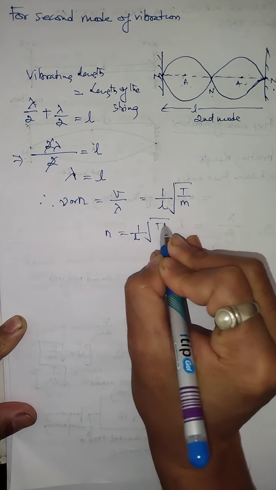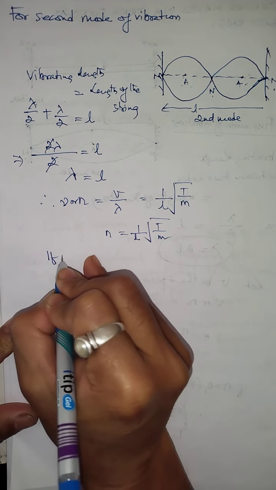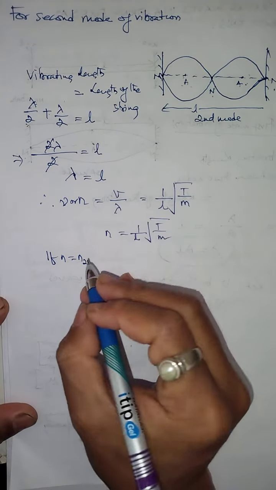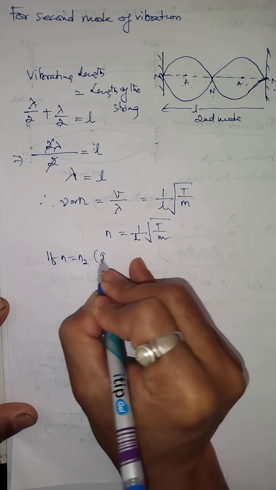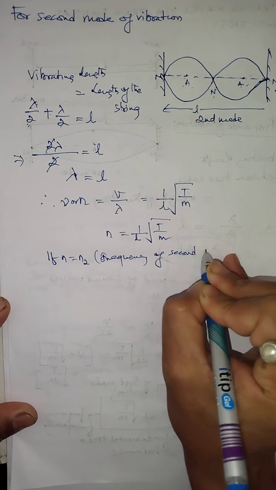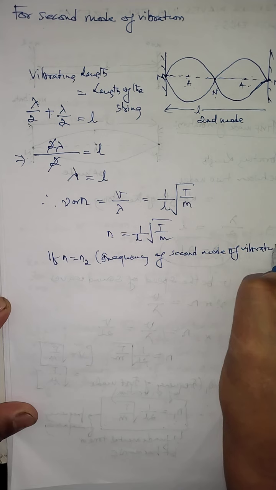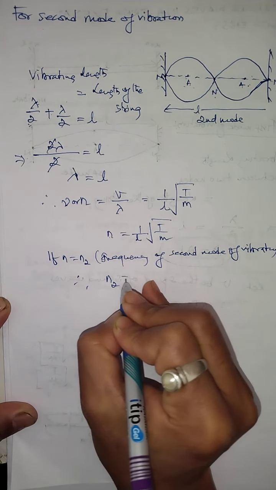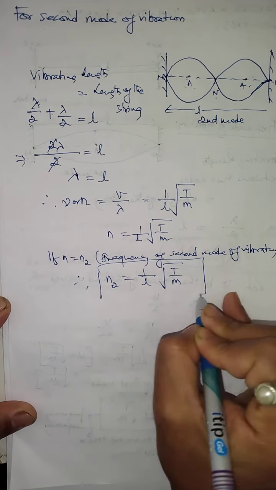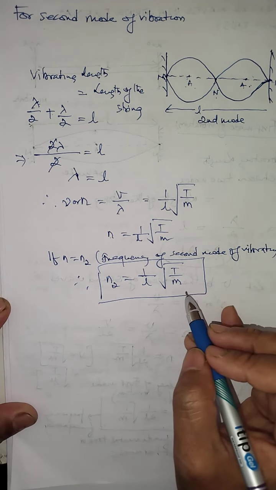So n equals 1 by L square root of T by m. For the second mode, I represent the frequency by n2. If I write n2 as the frequency of the second mode of vibration, then n can be replaced by n2 equals 1 by L square root of T by m. This is the frequency of the second mode of vibration.